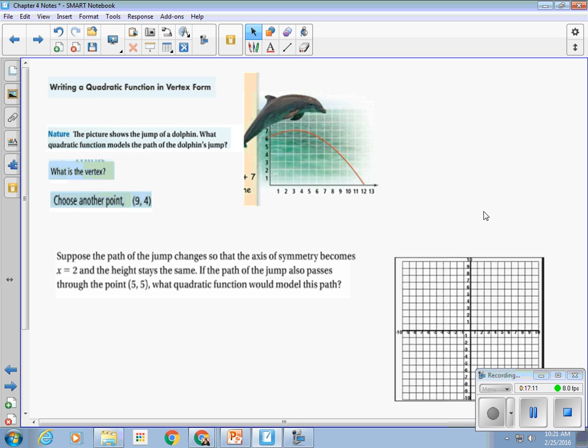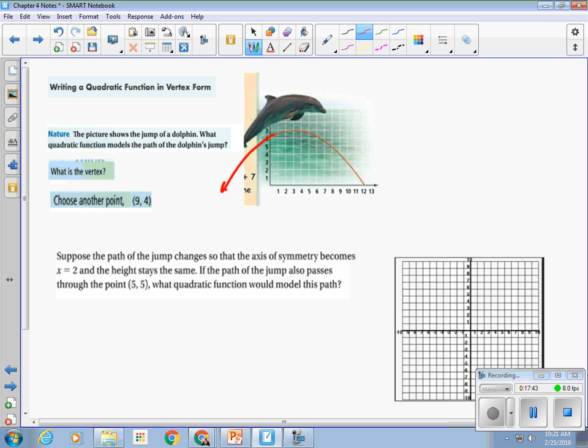Alright, now we got the dolphin problem. We're going to write a quadratic in vertex form. This picture shows the jump of a dolphin. What quadratic function models the path of the dolphin's jump? The first thing we want to find out is what is the vertex. So you want to imagine this line continues on.